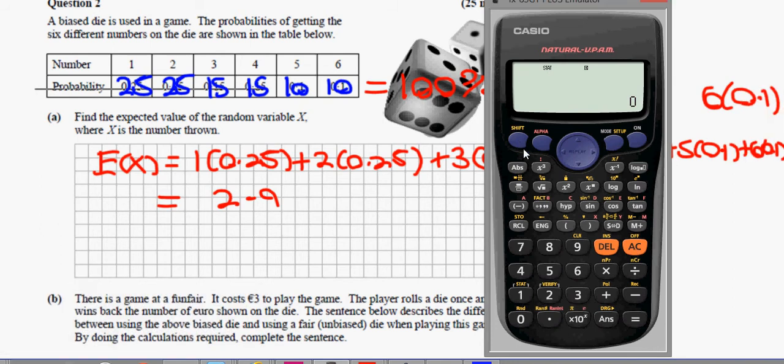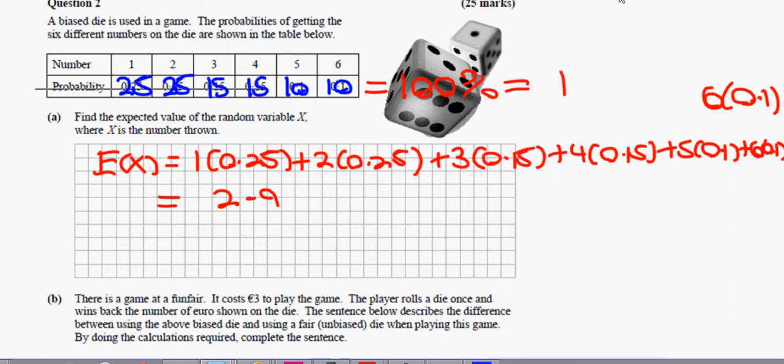Press shift, then stat, stats, number 4 for variable, and then we go for the mean, which is number 2, and once again 2.9, so exactly what we're expecting. So there are two different ways of doing it, if you happen to forget the expected value. So E of X, or the average, equals 2.9.